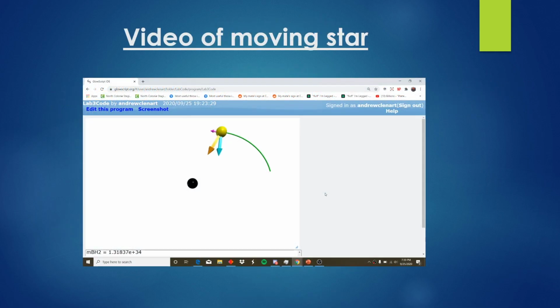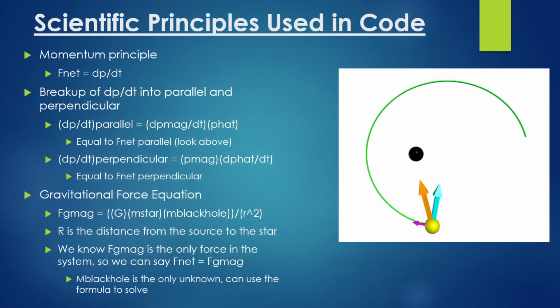As you can see here, here's a video of the moving star around the black hole and the different components of the force. So we see that Fnet is equal to dp over dt, and if you break it up, you can break it up into parallel and perpendicular components. So the parallel component is the change in magnitude of momentum over change in time times p hat, and this is equal to Fnet parallel.